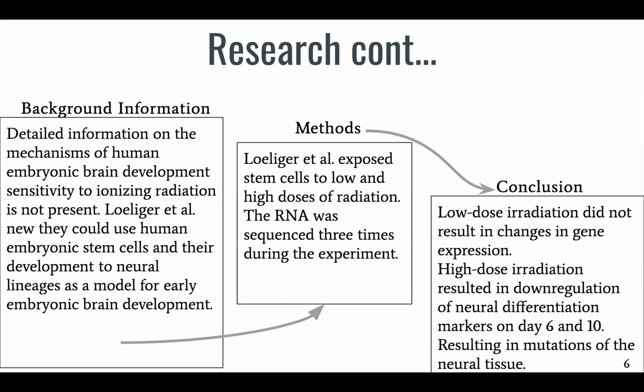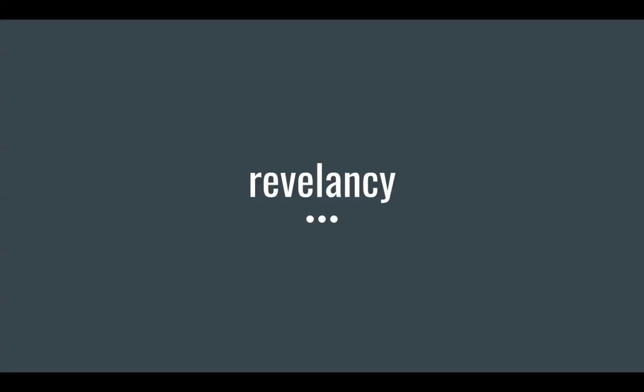Overall, low-dose irradiation did not result in changes in gene expression. High-dose irradiation resulted in downregulation of neural differentiation markers on day 6 and day 10, resulting in mutations of the neural lineage tissue. Now we will move on to relevancy.